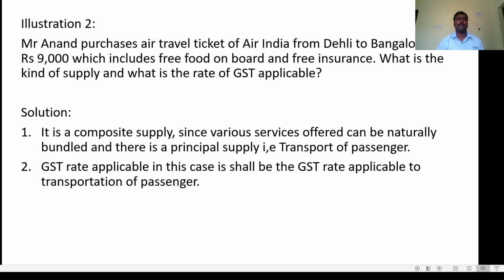We know the GST rate applicable to the main service, that is the principal service here, the travel ticket, is the rate of GST taken for levying or calculation of tax liability. So with these two illustrations we understood easily how to determine composite and mixed supply and the tax liability. Hope you have understood.